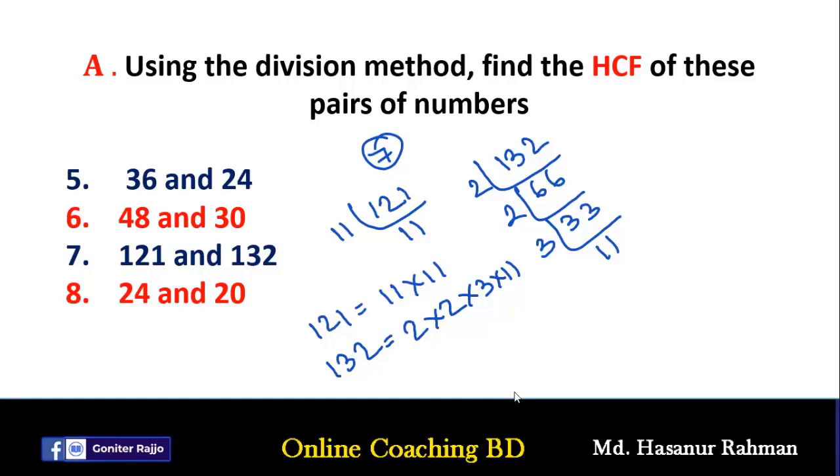So now find out which one is common in both numbers. This 11 is common in both numbers. So this factor 11 is common in both numbers. So here our HCF will be 11. So the HCF of 121 and 132 will be 11. And we can easily say this: 121 is divisible by 11 and 132 is also divisible by 11.